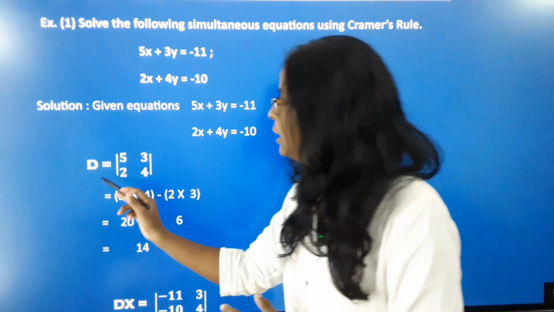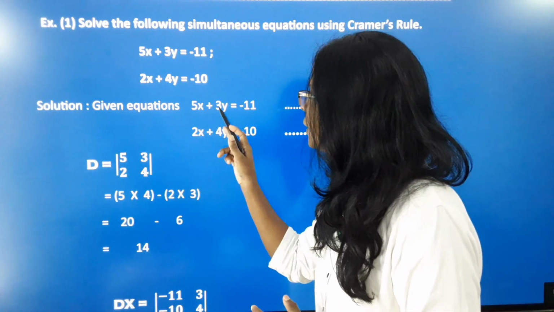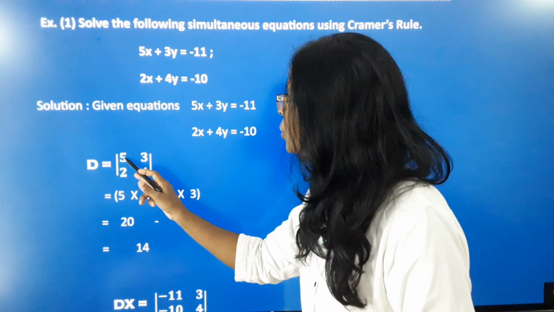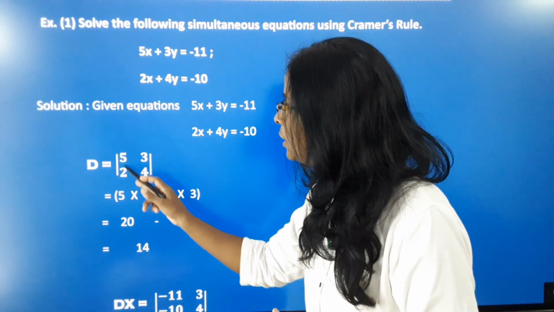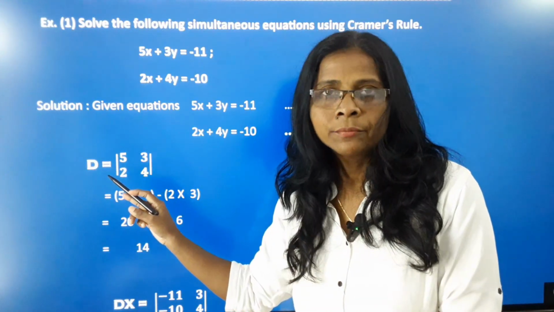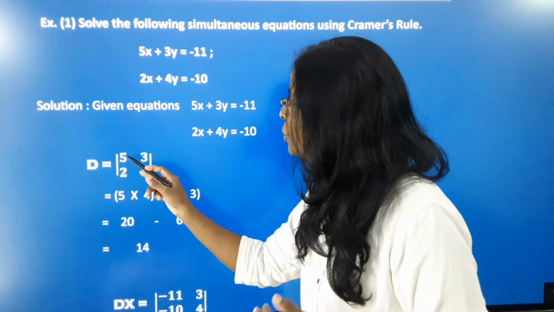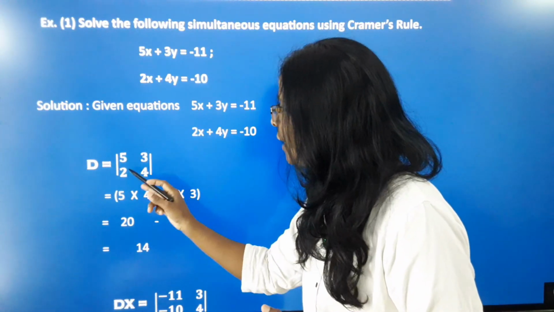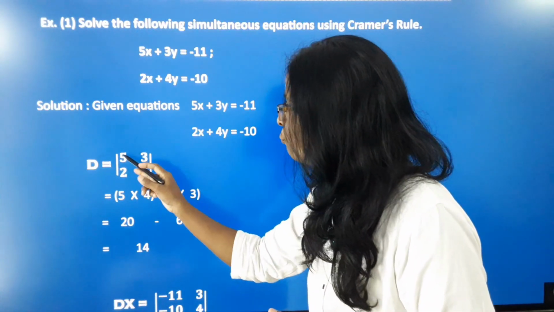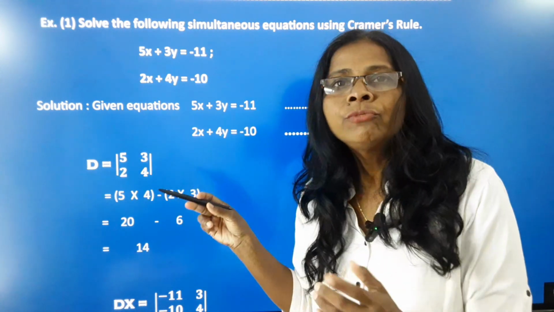So first, D. How can we write D? That is a determinant of 5, 3. So 5 is the coefficient of x. This column means the position of the coefficient of x. So the coefficient of x is here 5, and in the second equation 2. So 5, 2, and this second column is the position of y.